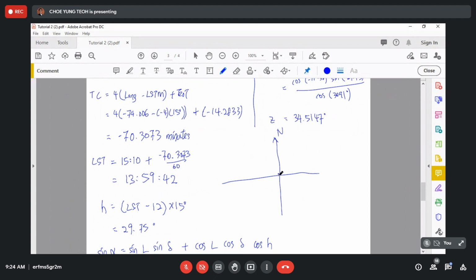Okay, north. So here is New York in the middle, and the location of the sun is at which point? First, second, third, and fourth. We just know that the angle is measured from the north-south axis or the polar axis. Okay, 34.5147 is measured from the polar axis, but you also can measure from the first quadrant, second quadrant, third quadrant, and fourth quadrant. So think about it. Now the sun is located at where? Which quadrant? 1, 2, 3, 4.